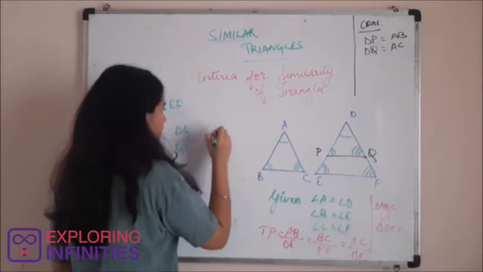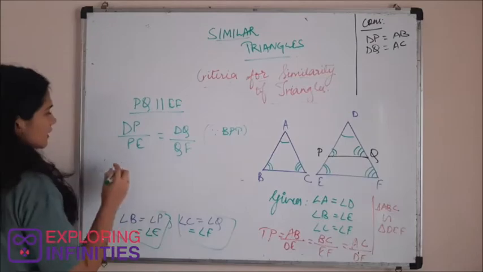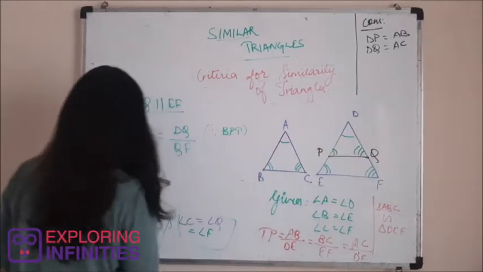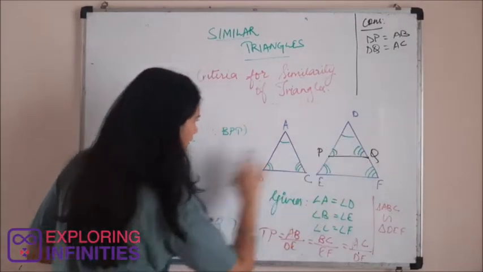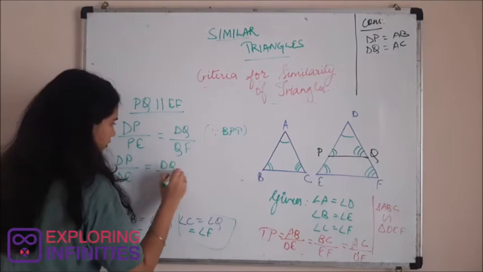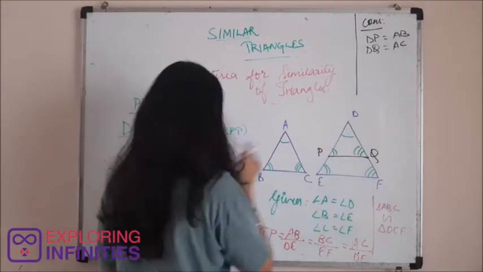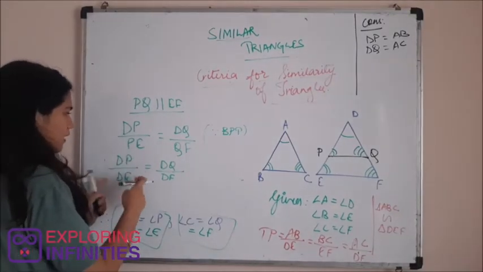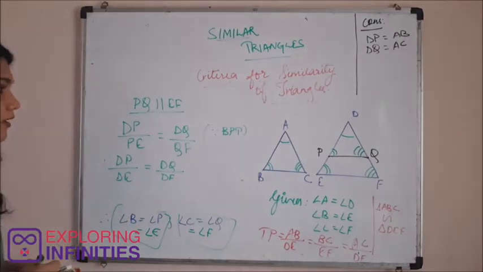As per what? Because PQ is parallel to EF. You can also say that DP divided by the whole DE is also equal to DQ divided by DF. You add DP and PE in the denominator, and you can find DP divided by DE and DQ divided by DF. These two would also be equal.